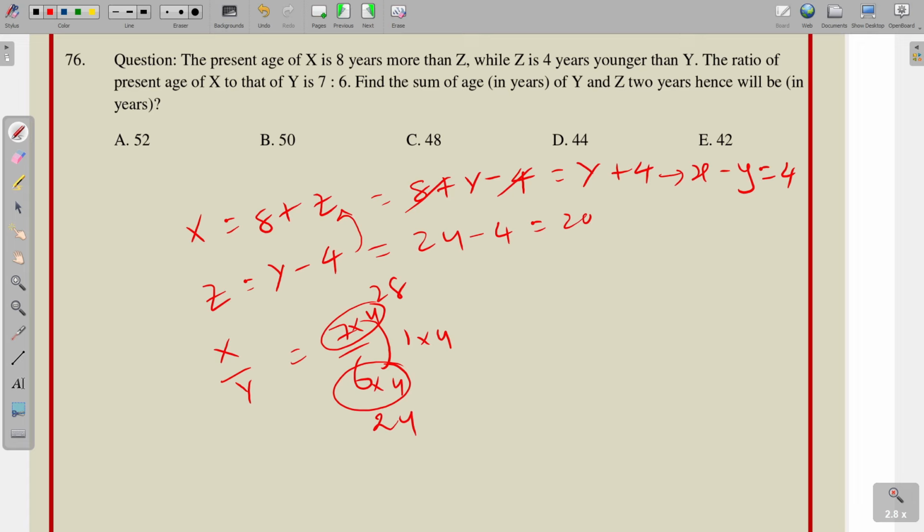Then what they want means find the sum of the ages of y and z. Y is 2 years hence, means y is 24, but 2 years hence means plus 2, z is 20, 2 years hence means plus 2. The answer is 48. The answer for this question is 48.